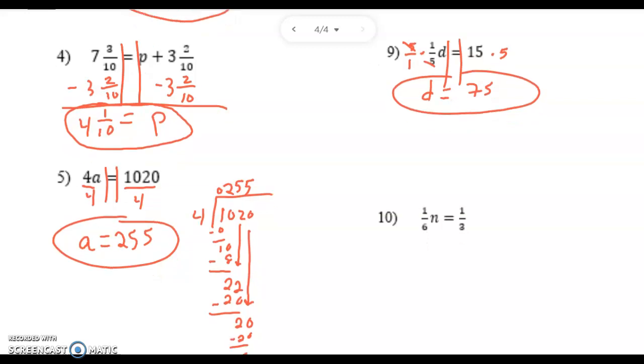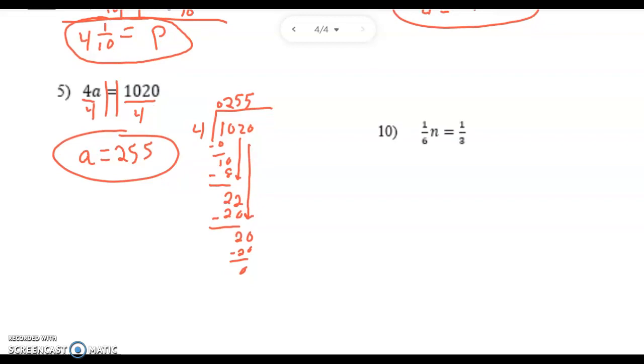And lastly, number 10. 1/6n equals 1/3. Well, draw my wall. I've got to multiply both sides by the reciprocal of 1/6, or 6/1. 6/1. All right, 6's cross simplify. I'm left with n equals 1/3 times 6/1. Well, 1 times 6 is 6. 3 times 1 is 3. And so what's 6 divided by 3? 6 divided by 3 is 2.